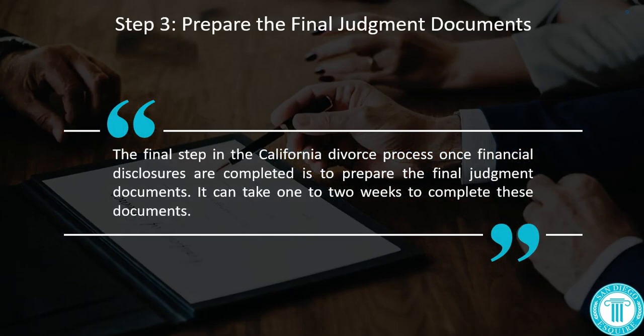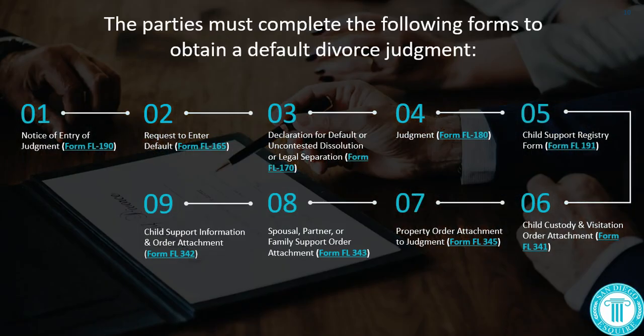Now, the final step in the California divorce process, once financial disclosures are completed, is to prepare the final judgment documents. The final judgment documents can take up to 2 weeks to complete, depending on whether you're filing for a default divorce judgment or seeking to obtain an uncontested divorce judgment.